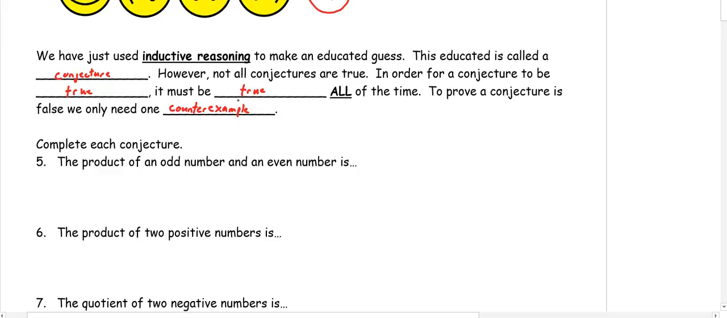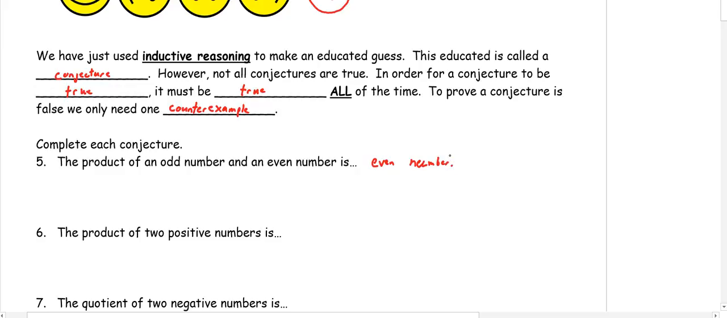So complete each conjecture. In number 5, the product of an odd and an even number is... so think about multiplying an odd and an even number. So 2 times 7 is 14. 3 times 8 is 24. Every time we're going to be able to get an even number.